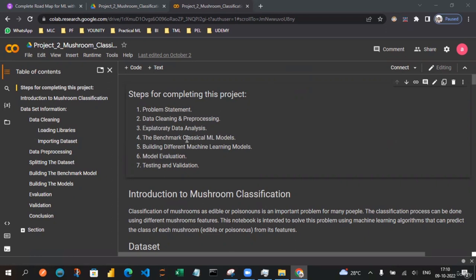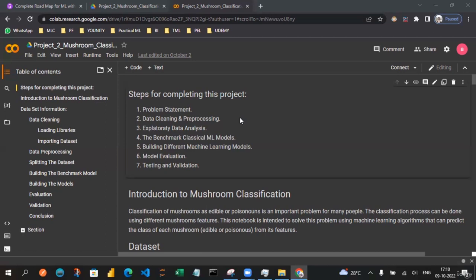The problem statement is the first definition: what it consists of and how it is going to look. Along with the data cleaning and pre-processing, what are the required steps that need to be performed using the dataset we have. And also the exploratory data analysis, where we can perform some use-case scenarios so that we will be able to understand the insights from the raw dataset. Along with some benchmark classical ML models, which may consist of different scenarios, maybe hyperparameter tuning or K-fold cross-validation techniques.